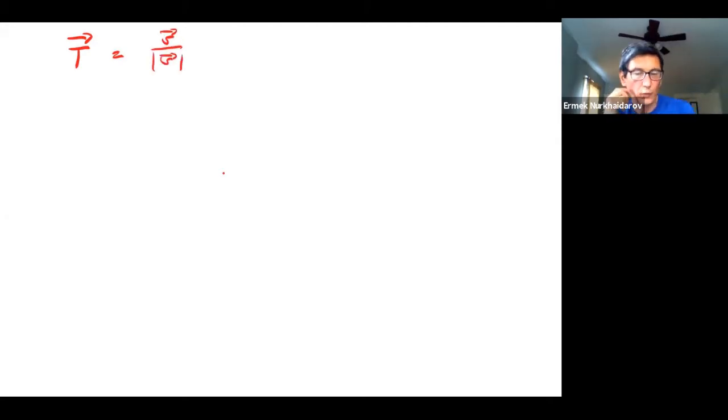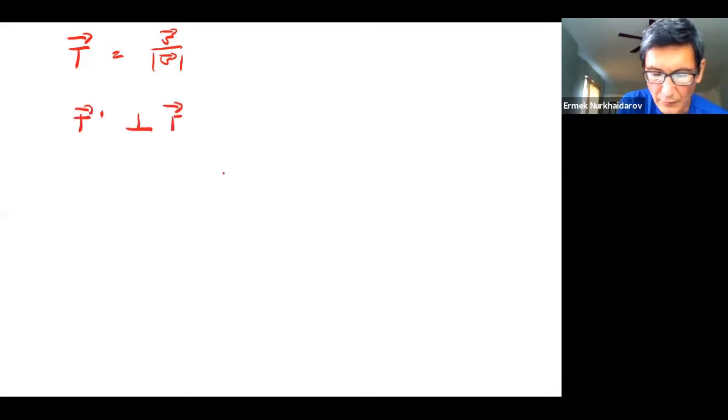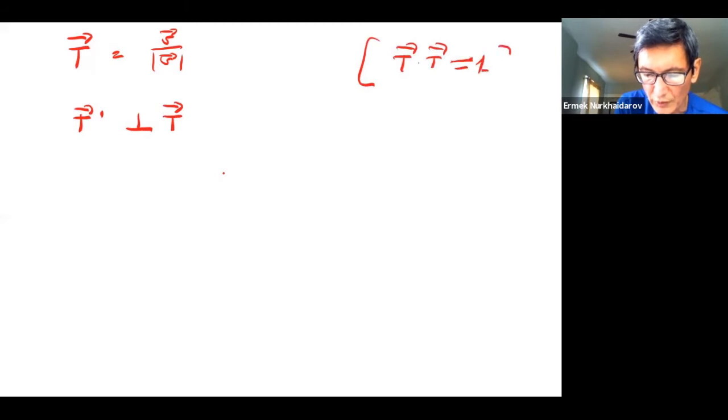We have our, say, unit normal vector. Because the unit tangent vector is basically your velocity divided by the length of velocity, and because it's of length 1, its derivative vector is going to be perpendicular to T. So T prime is perpendicular to T, right? You can see it: T dot T equals 1, and you do your product rule, and you'll get T prime dot T equals 0.